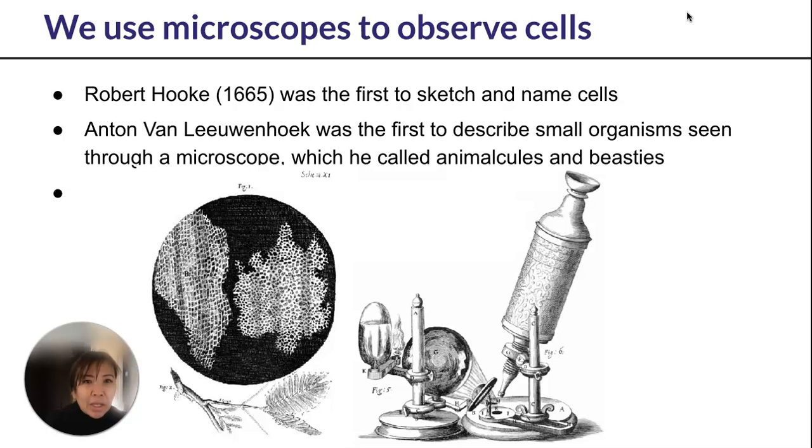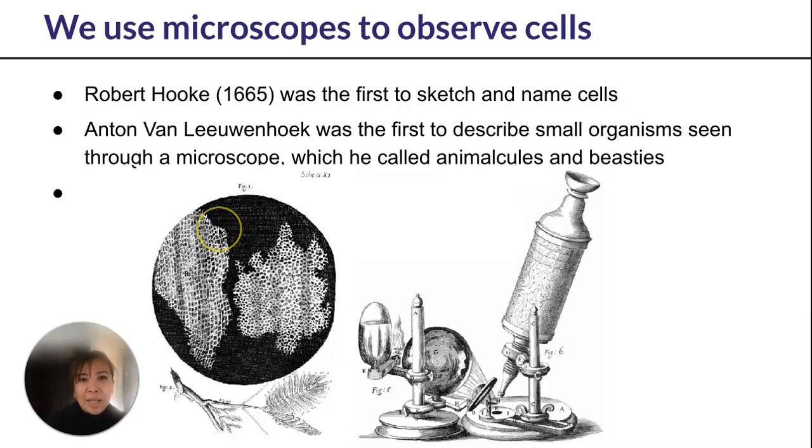So the first person to really observe cells was Robert Hooke. Back in 1665, Robert Hooke was looking at thin slices of cork, and he noticed that these thin corks, this is one of his drawings right here, had these little tiny structures that reminded him of monastery rooms. So he called them cells. And so he was the first one to observe cells.